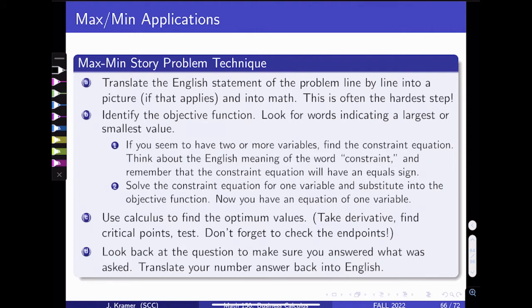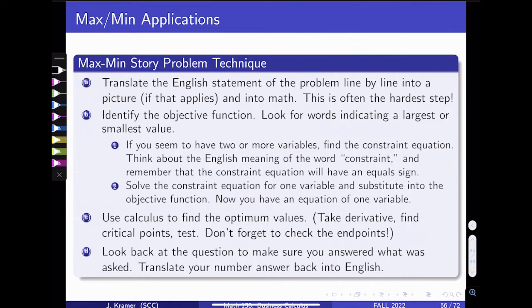When attempting max and min story problem techniques, we'll start by translating the English statement of the problem line by line into a picture if it applies, and then into math. This is often the hardest step. We'll identify the objective function, look for words indicating a largest or smallest value. Oftentimes you'll be asked to minimize or maximize something. If you seem to have two or more variables, find the constraint equation. Think about the English meaning of the word constraint and remember that the constraint equation will have an equal sign.